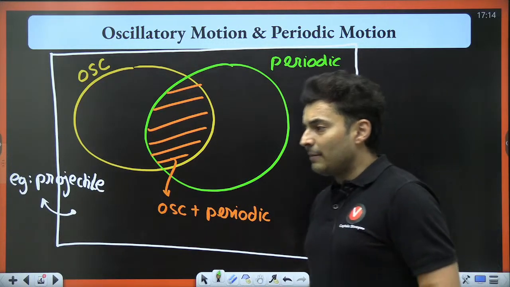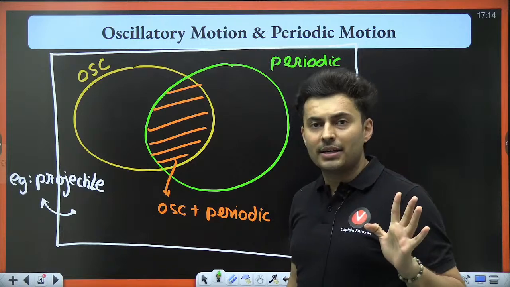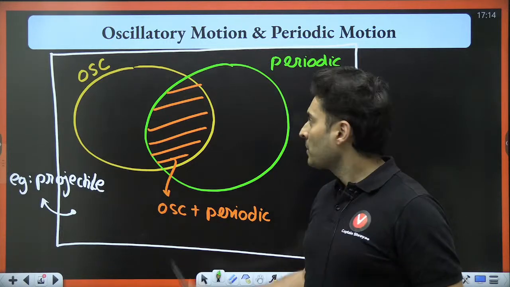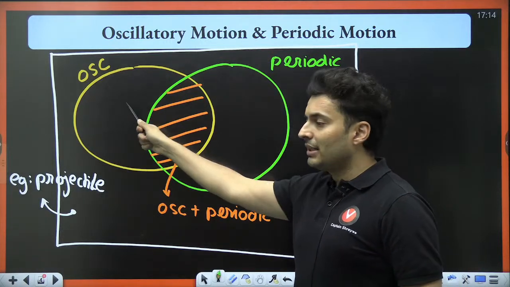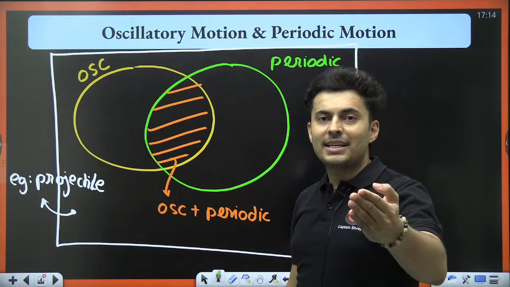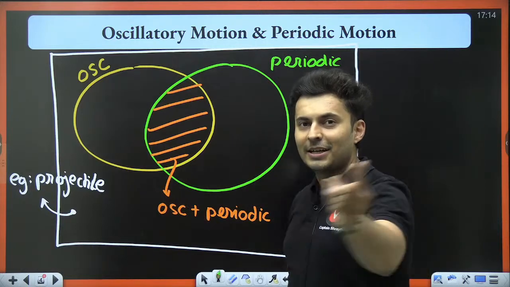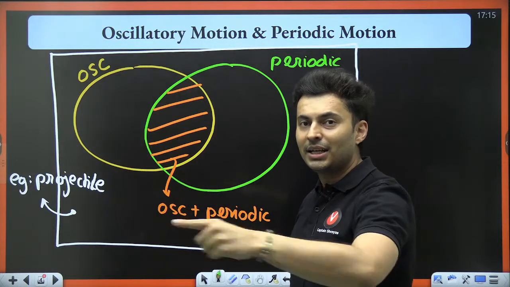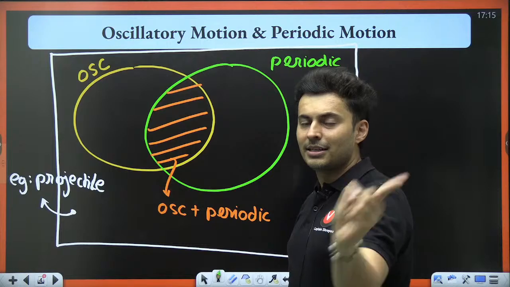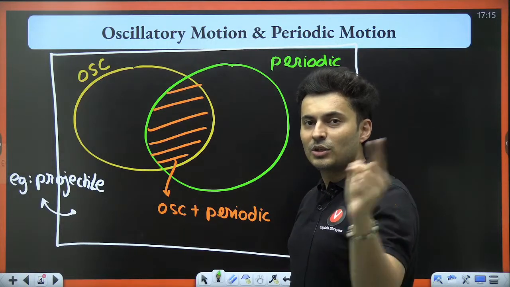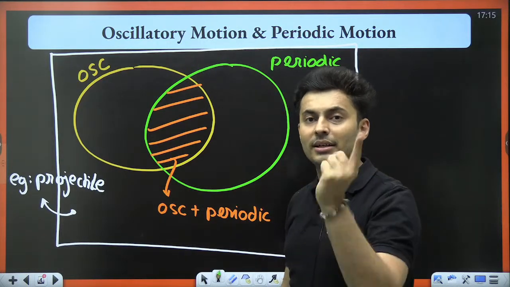Can you think of an example which is purely periodic, but it is not oscillating? Purely periodic, but it is not oscillating. Best example, moon going around the earth. Every 28 days, it completes one revolution, but it does not go like this, then like this, like this, then like this. So it is only going in one direction, it is not turning around.